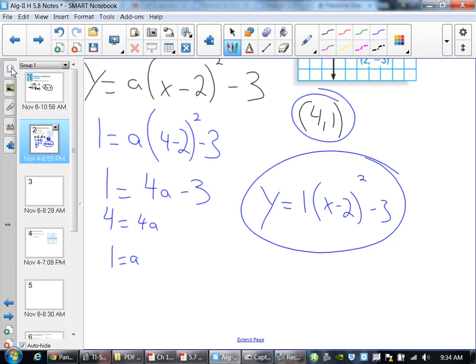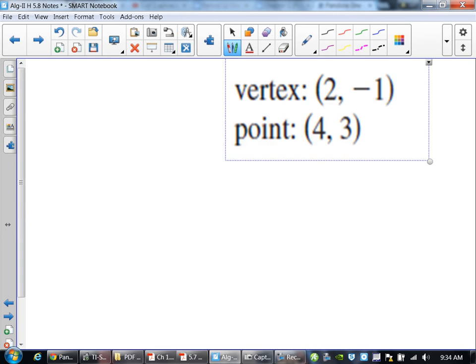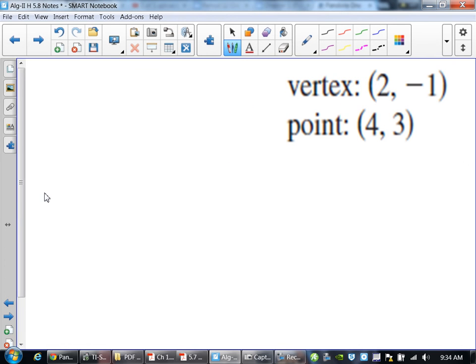Same idea. Here's a vertex and a point, and I want to write it into that vertex form. I want to get it into y equals a times the quantity x minus h squared plus k. So when you find a, you just put it back into that. The idea here is that we set this up to solve for a, and then you just rewrite a in the equation, and you're done.